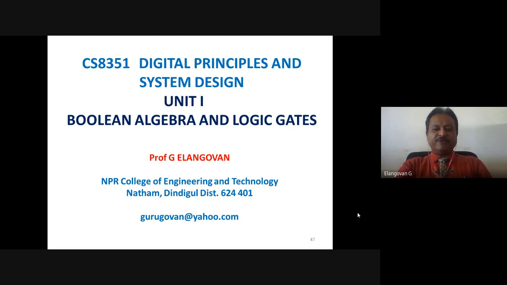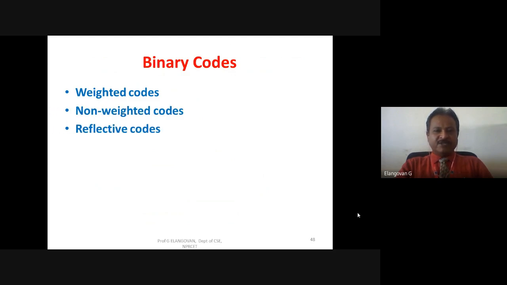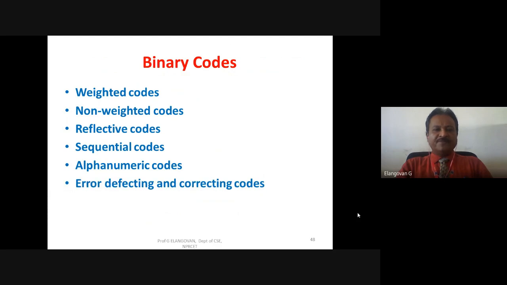This is for Unit 1, Boolean Algebra and Logical Gates. And in this video, we are going to see about different binary codes involved. Basically, the binary codes can be classified in different methods. In that, we are going to see what are weighted codes, what are non-weighted codes, what are reflective codes, what are sequential codes, what are alphanumeric codes, and what are the error detecting and correcting codes.